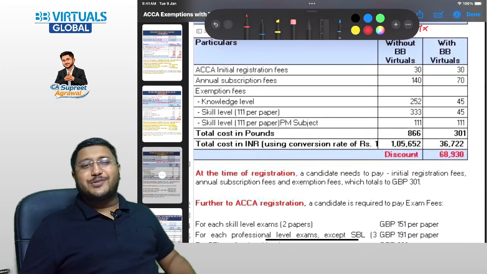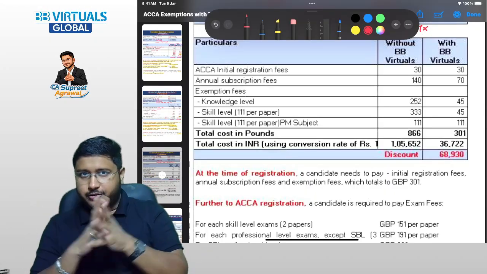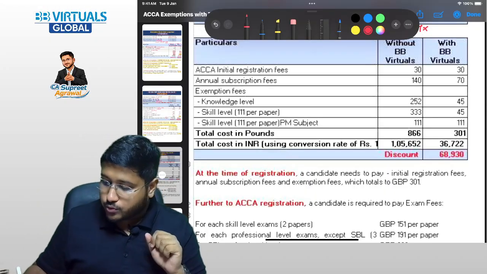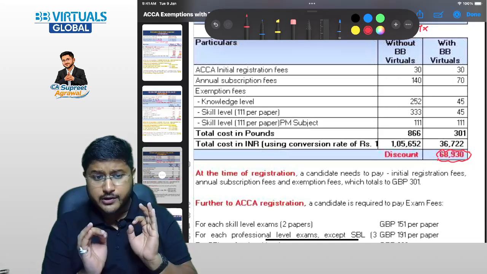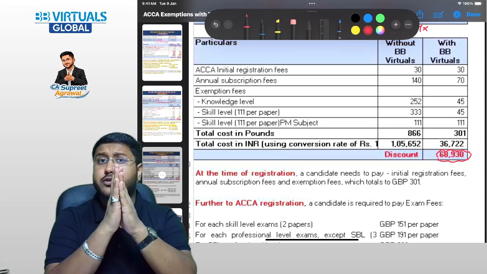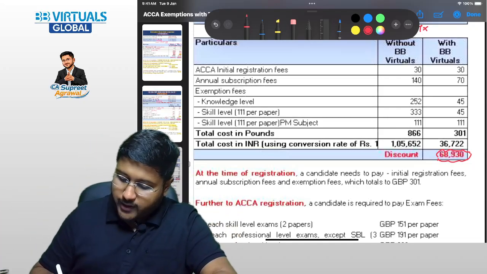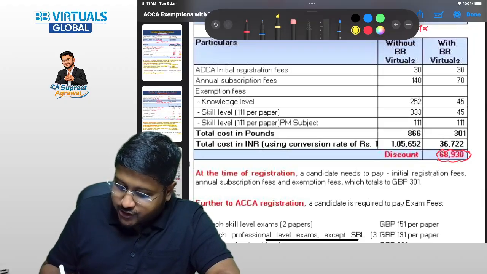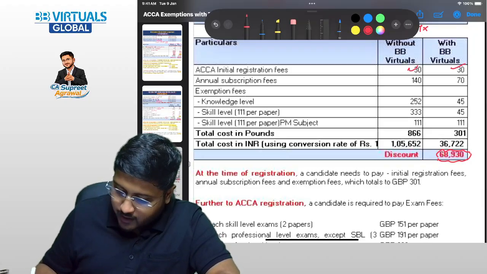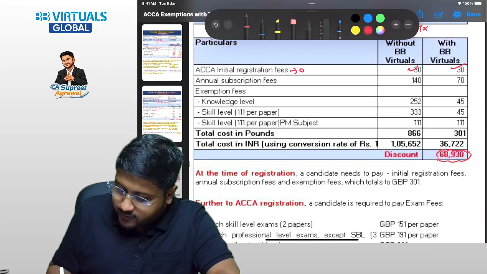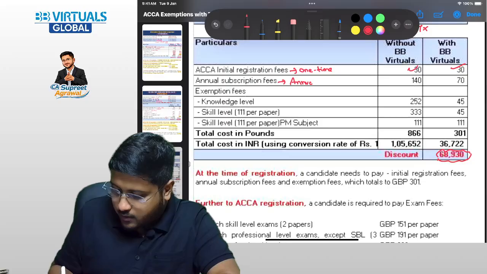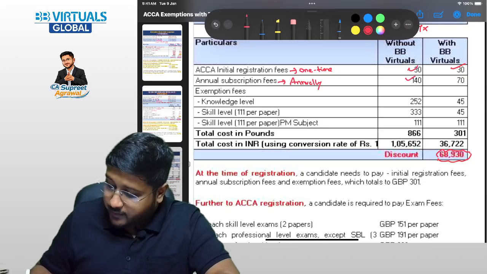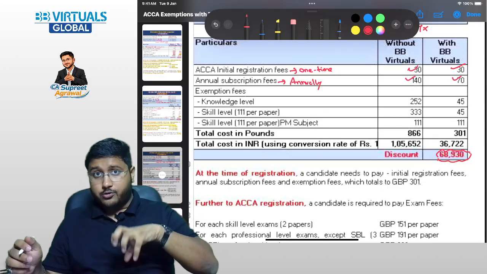Now let's come to the fees and the discount that you will have to incur. And my dear friends, there is a total discount of 68,930 rupees. So you need to listen to me very carefully because we are going to unlock it. Now the initial registration fee is going to be 30 pounds. The annual subscription fee, see, registration fee was one time, the annual subscription fee is annual, that is 140, but if you go with us, that's 70 pounds for the first year.